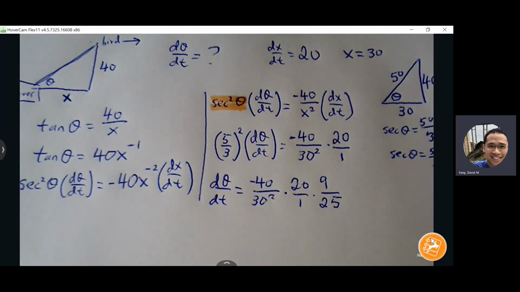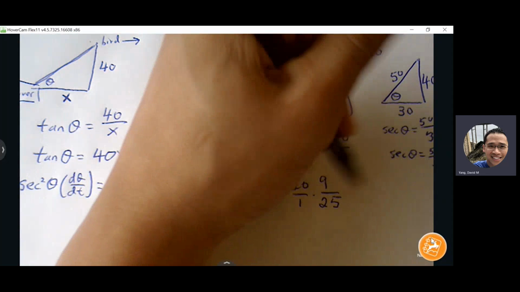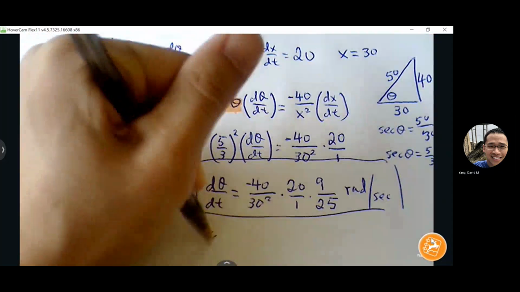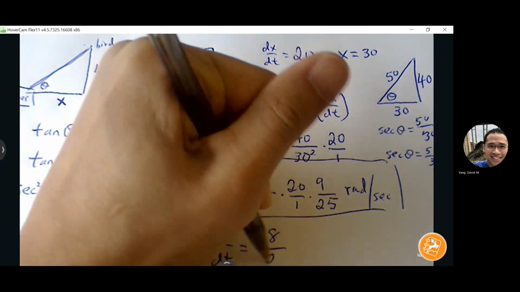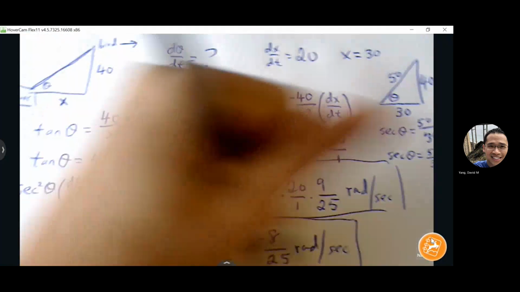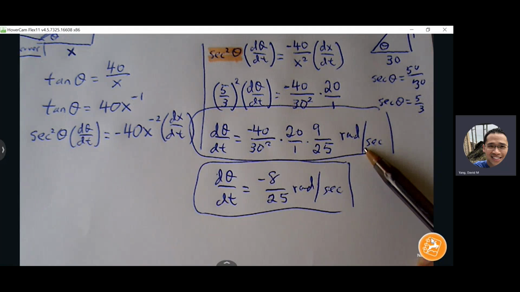So we can try to cancel out. You're going to be without a calculator. So you can stop here and say radians per second, and I'll be okay with that. But that's the reduced answer. Okay, this form is also acceptable on the AP exam.